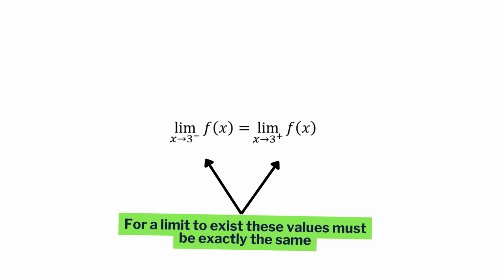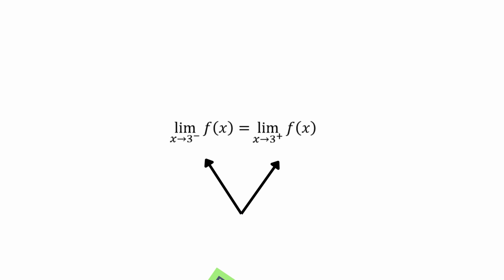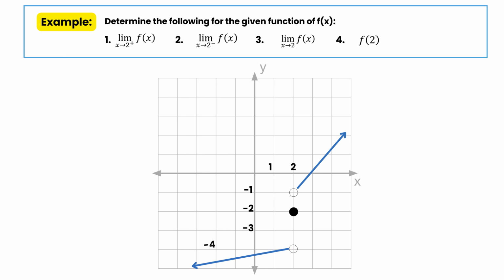For the limit to exist, both sides have to head toward the same y value. In other words, we need to approach the same spot from both directions. Let's check out the next example.